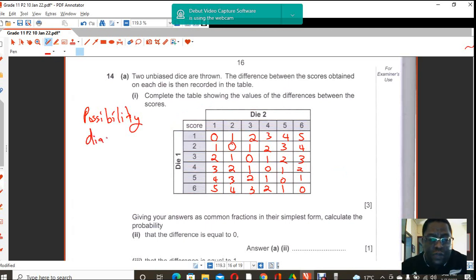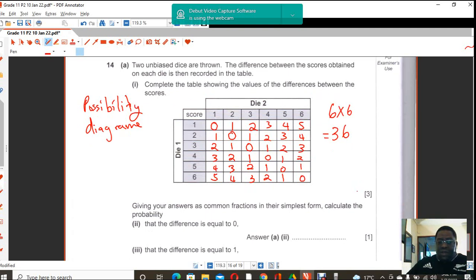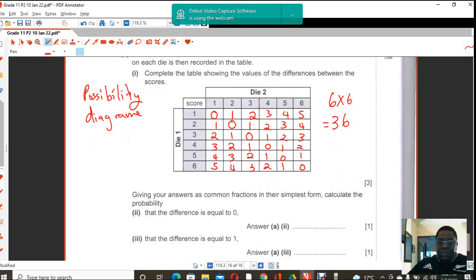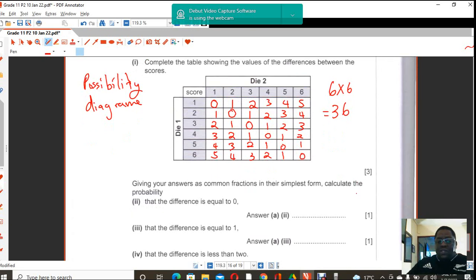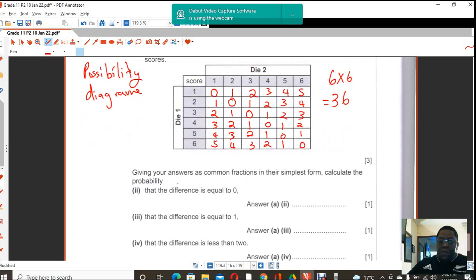Okay, so this is a possibility diagram, space diagram, okay? And it's a 6 by 6 grid, so it consists of 36 possibilities. That 36 is very important. Okay, so 3 marks for doing that. I hope you're with me. Okay, complete the table. Now, giving your answers as common fractions in their simplest form, calculate the probability that the difference is equal to 0.